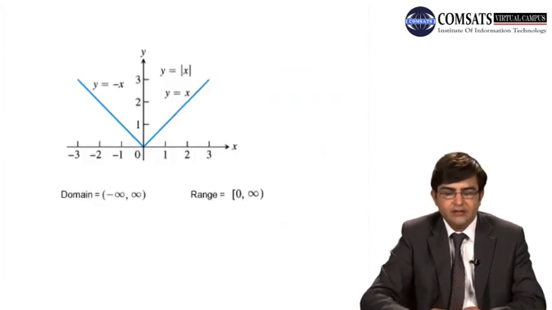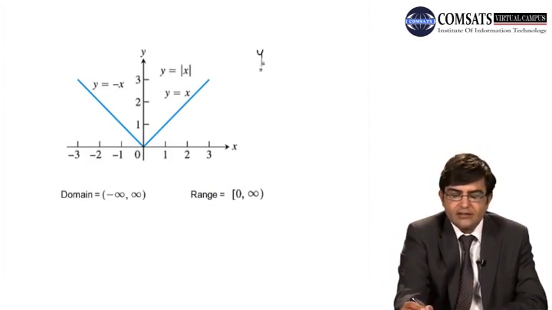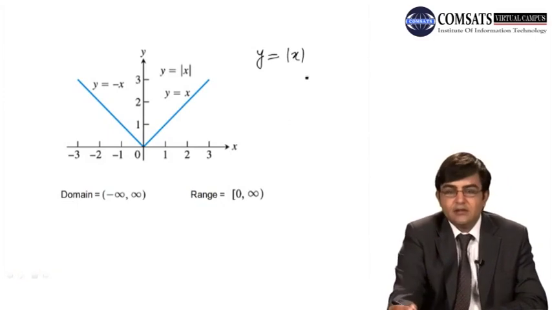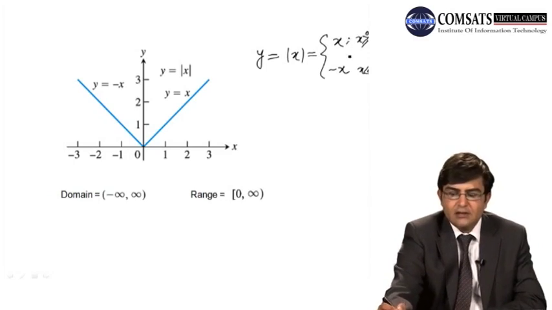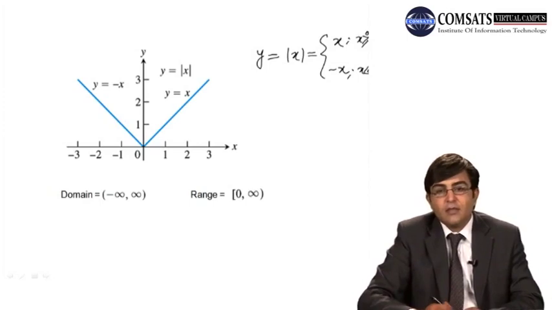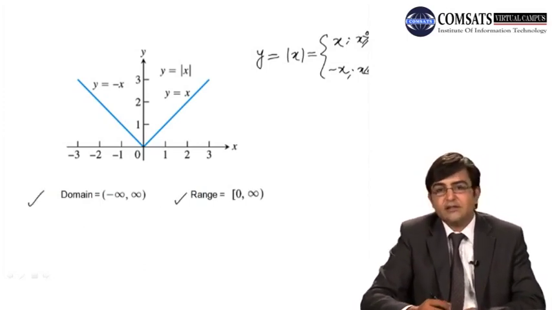Another example of a function is the absolute function, y is equal to absolute of x. We have defined it in the previous lectures. This is basically x when x is greater than or equal to 0, and minus x when x is less than 0. So we can plot it in the same manner, and we can find the domain and range of this function.